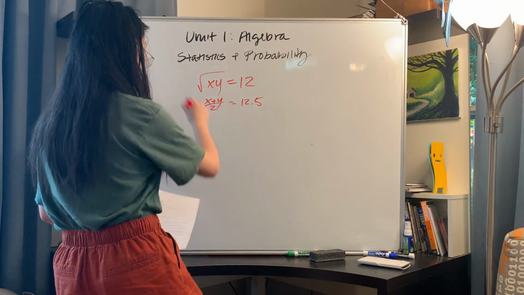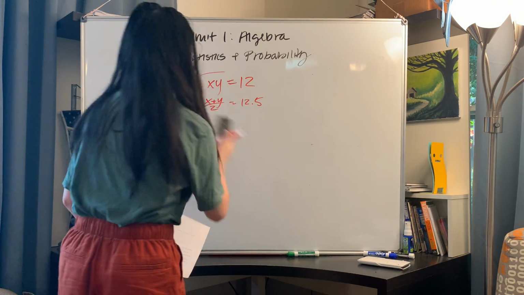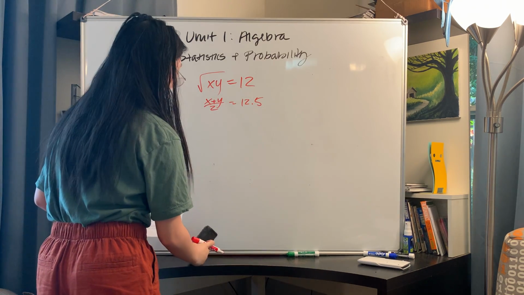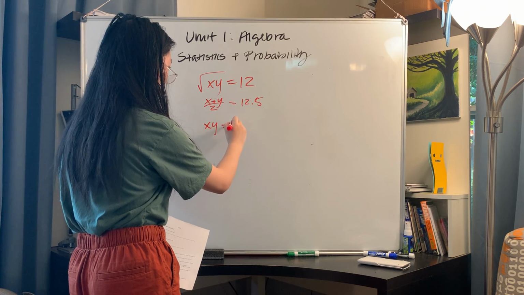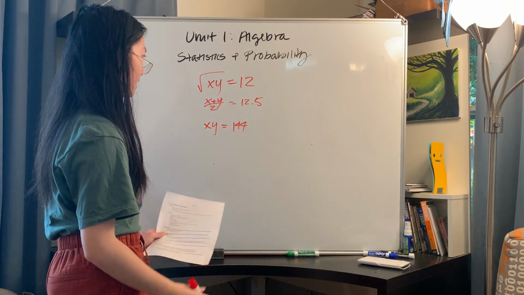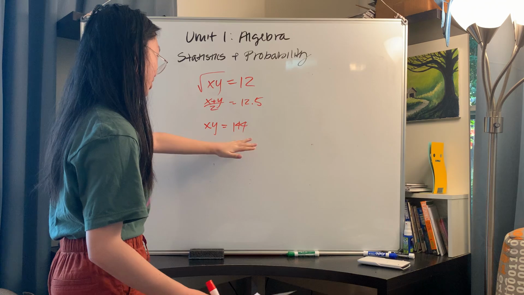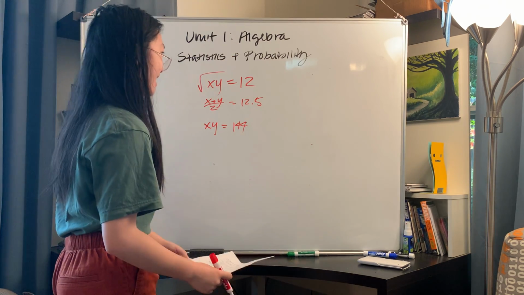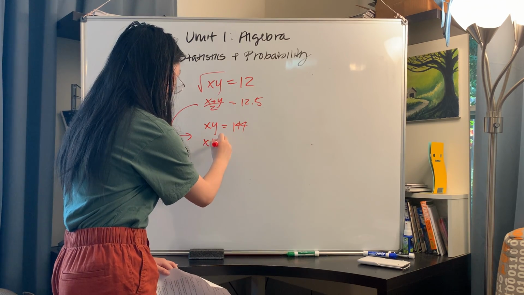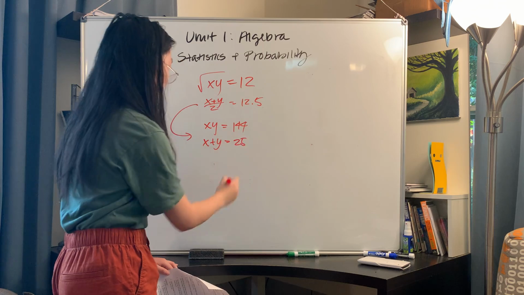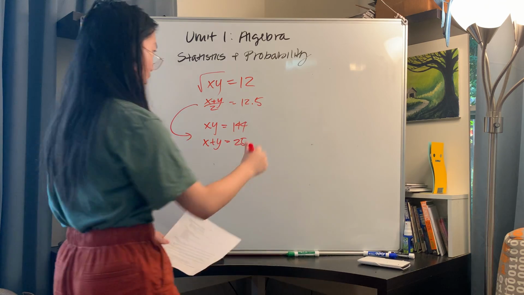Well, what we can deduce from these equations here is that, with the first equation, if the square root of xy is equal to 12, then we know that xy is equal to 144. Because the only way that the square root of a number is equal to 12 is if the number is 144, and we square both sides. Anyways, with this problem, we can figure out that x plus y is equal to 25 because we multiply by 2 on both sides. And then what we're trying to find is x squared plus y squared.